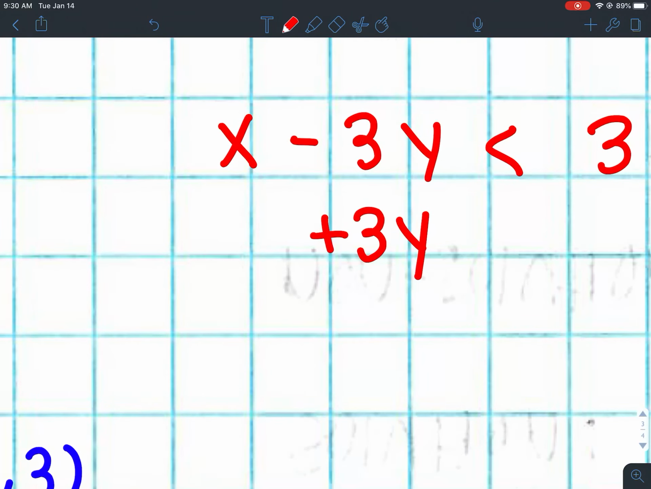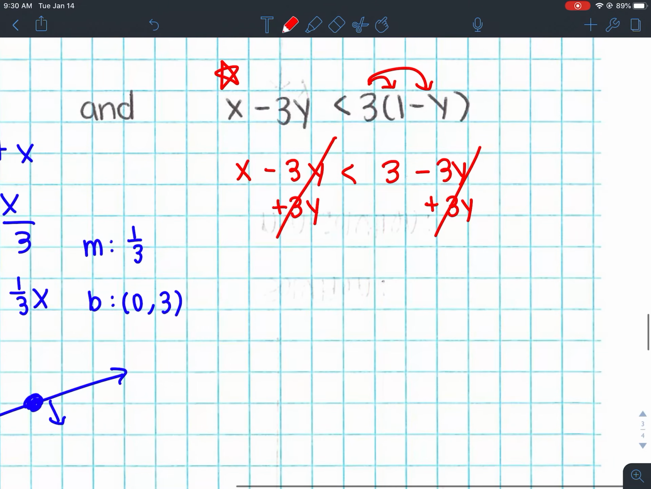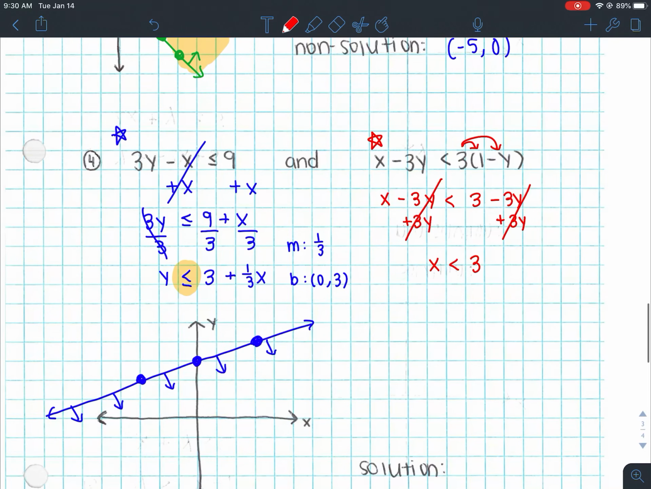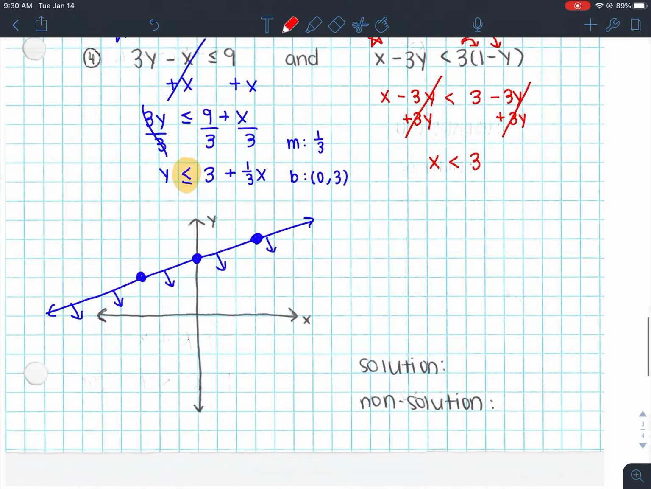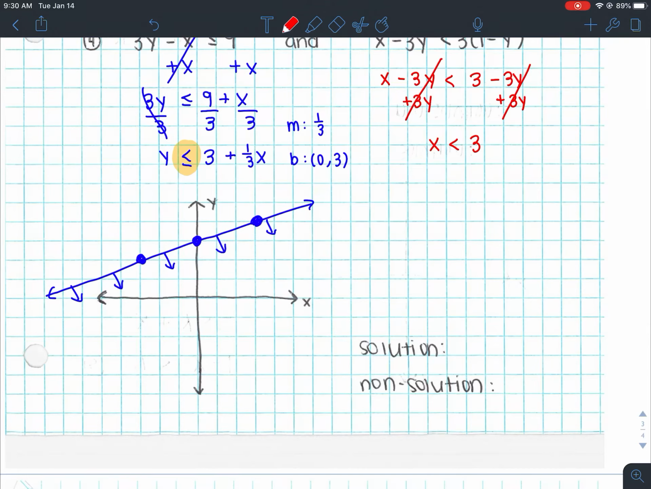What about on this side? Negative 3y plus 3y is 0y. What's 0 times y? 0. Goes away, right? If I owe you $3 and then I give you $3, I owe you nothing. So this thing goes away entirely. So all I have left is x is less than 3. Now this is just x and a number, okay?